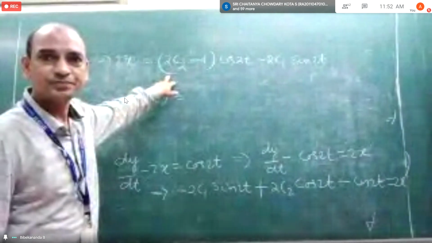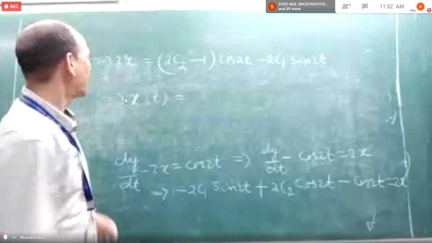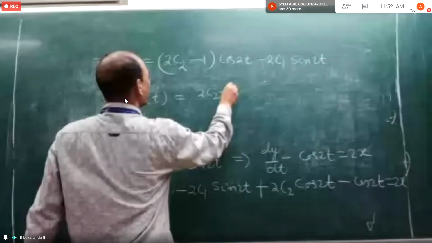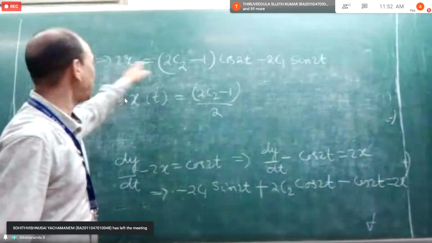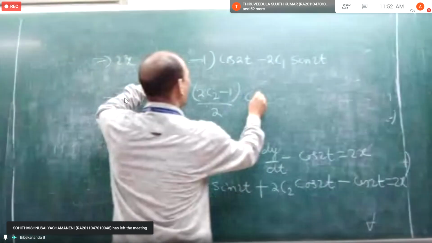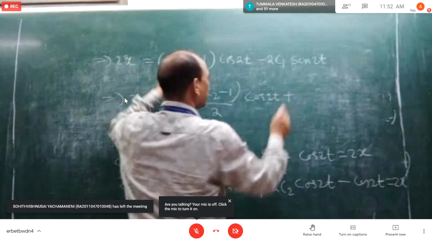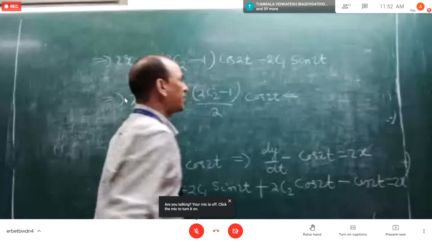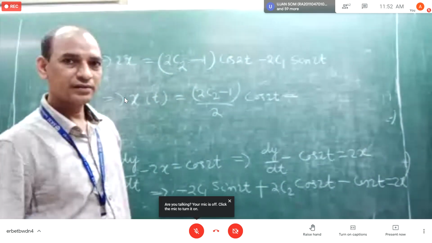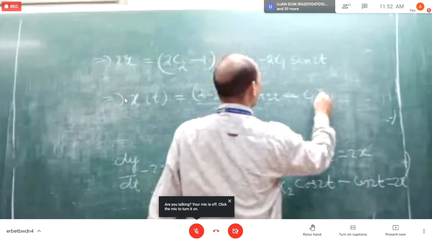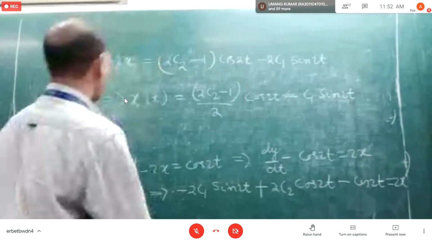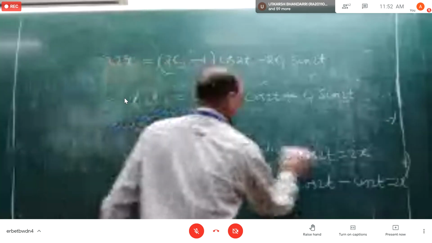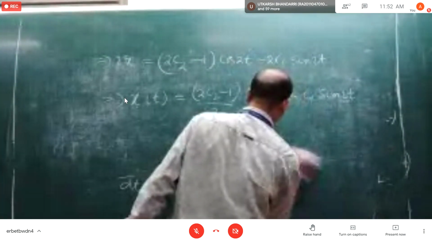So what is your x of t from here? Can you tell me? (C2 minus half) cos 2t, that is, (2C2 minus 1) whole divided by 2. This 2 I am dividing, into cos 2t, plus minus. What will be the next one? C1 sin 2t. So again, C2 is a constant, C1 is a constant.